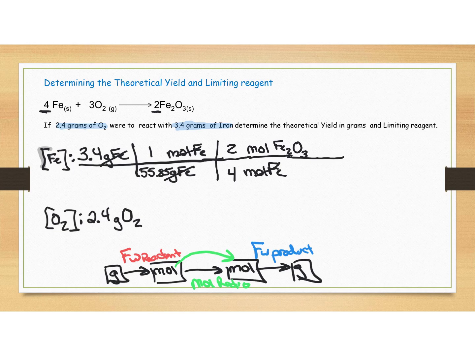Now, it asked for theoretical yield in grams. Okay, so I can't stop here. I have to go back and use my formula weight of the product to do one more step. So, since I left off with moles of Fe2O3 in the top, I'm going to put that in the bottom so they cancel out. And grams of Fe2O3 go in the top. Now, we've already used this mole ratio. This is the number one mistake I see on students' papers.